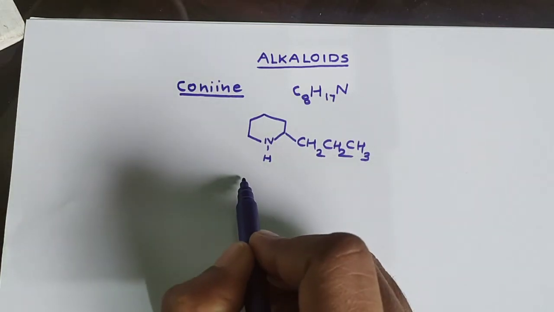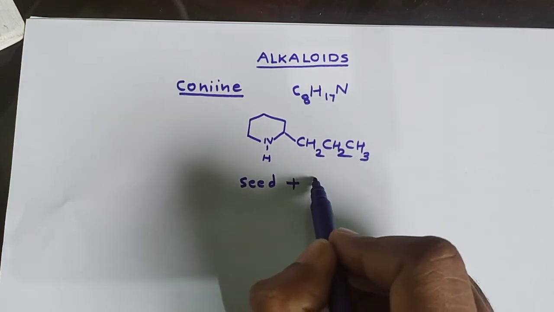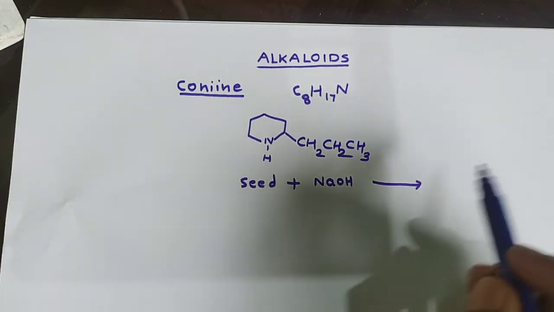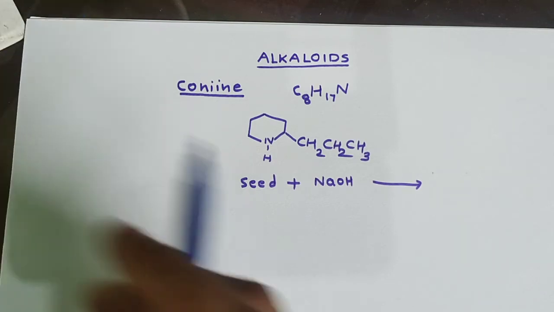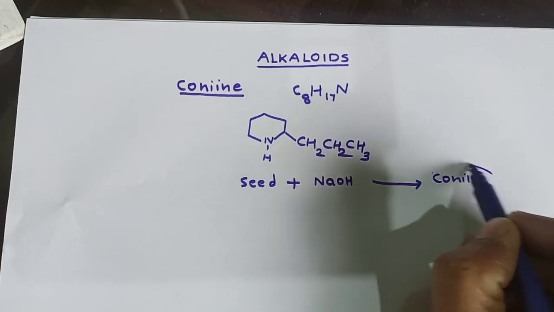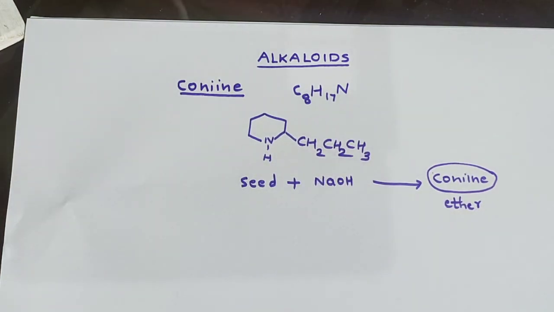So what is done is, hemlock seeds are taken, treated with caustic soda, NaOH, and distilled. When it is distilled, you get a mixture containing choline. This alkaloid is extracted by using ether. When it is shaken with ether, the alkaloid comes into the ether, and then the ether is evaporated. You get the choline.